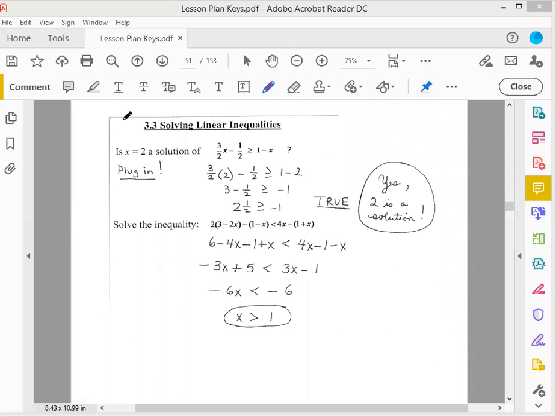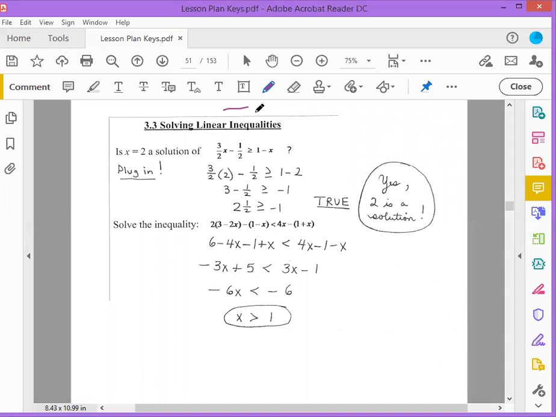Hello everyone, this video will cover notes from section 3.3, solving linear inequalities. So we're asked in the first question, is x equals 2 a solution of this inequality? And to figure that out, you have to substitute 2 everywhere you see x.